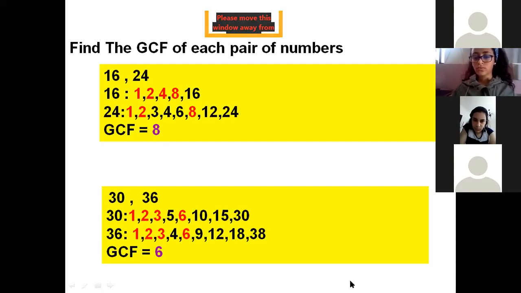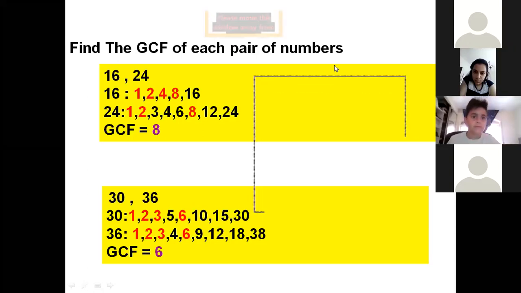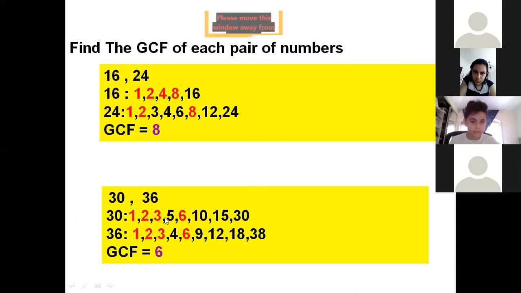Let me choose someone to discuss with me the second one. There's Umar, Amir. Hi, teacher. Hi, Umar. So, Umar, in the second example, we have 30 and 36. What did they do to find the greatest common factor?